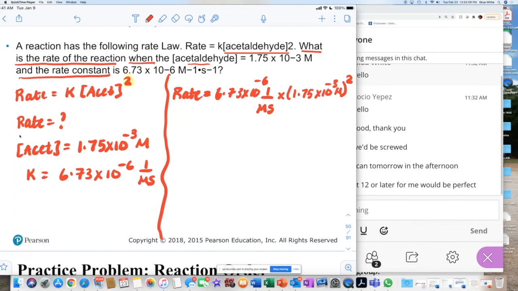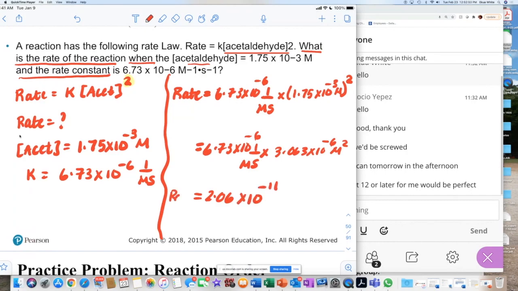Okay, I got a really small number. So I'll just rewrite it: 6.73 times 10 power negative 6, 1 over M s, times this number here. Wow, I get 3.063 times 10 power, hold on, 1, 2, 3, 4, 5, 6, negative 6 M squared. So I take the second number, multiply by, open parentheses, 6.73 exponent negative 6, close parentheses, and I end up with 2.06 times 10 power negative 11 for my rate, okay?